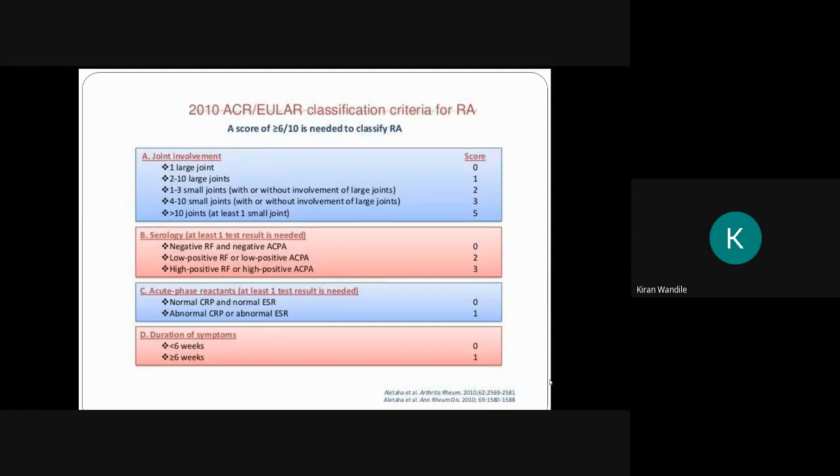So in serology, the two tests are given, rheumatoid factor and ACPA. Do you know what is ACPA? You can write down your answers. What is ACPA?